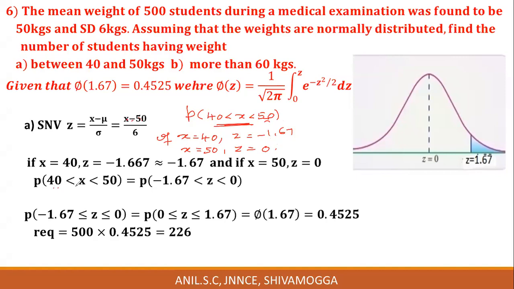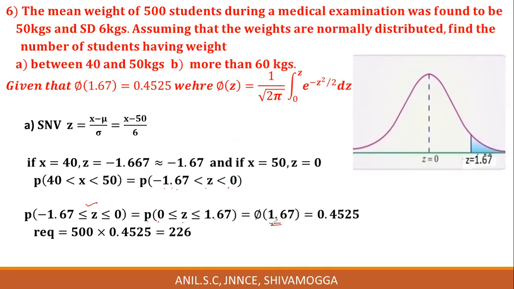Therefore, probability where 40 less than x less than 50 is same as writing P minus 1.67 less than Z less than 0. This is because when x is equal to 40, corresponding Z is minus 1.67. When x is equal to 50, corresponding Z is 0. Therefore, P when minus 1.67 less than Z less than 0 is equal to P when 0 less than Z less than or equal to 1.67. If you multiply this inequality by a negative sign, you get 0 less than or equal to Z less than or equal to 1.67.